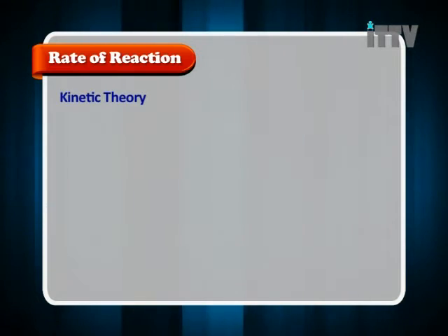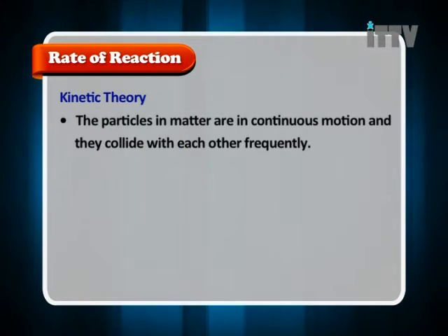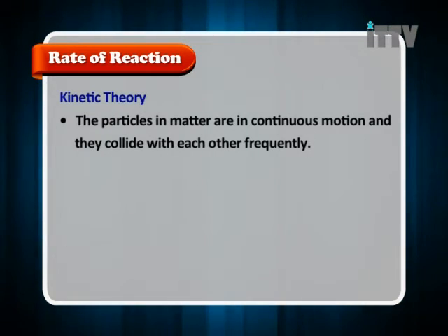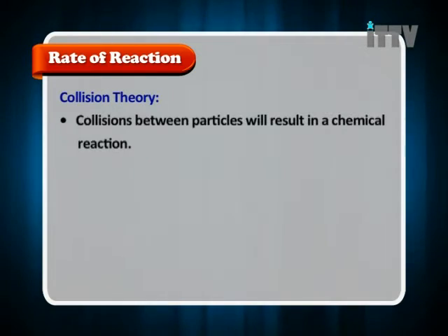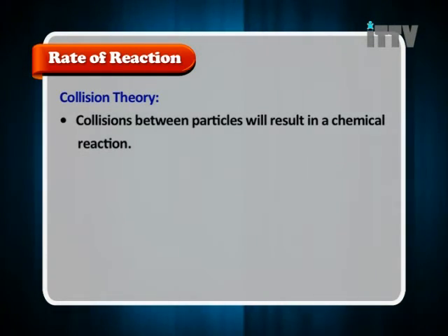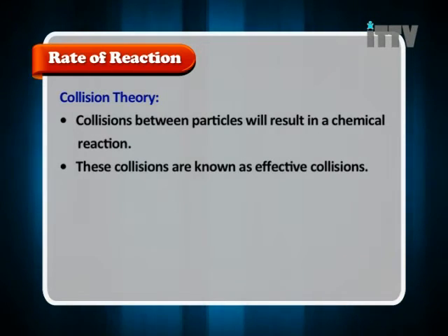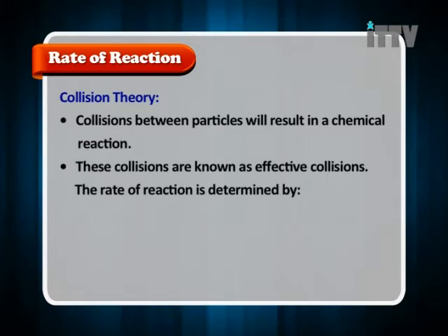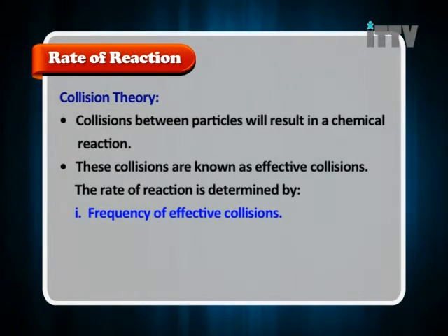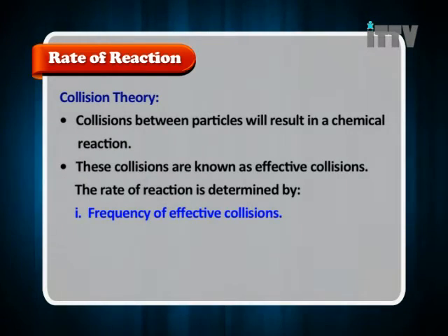Kinetic theory. The particles in matter are in continuous motion and they collide with each other frequently. Collision theory. Collisions between particles will result in a chemical reaction. These collisions are known as effective collisions. The rate of reaction is determined by the frequency of effective collisions.